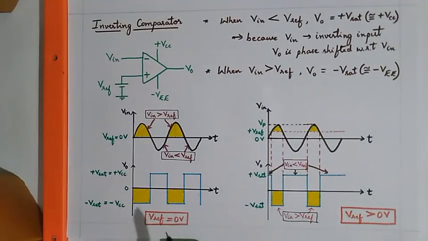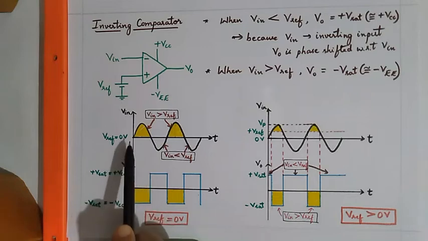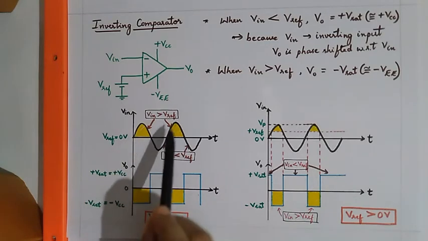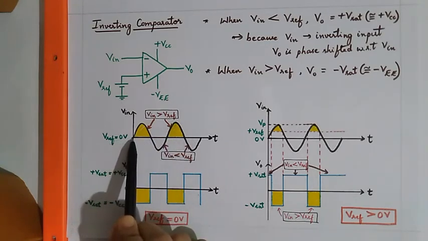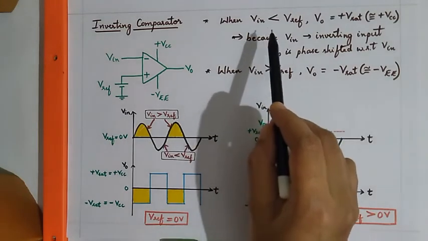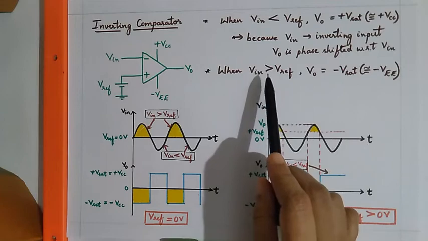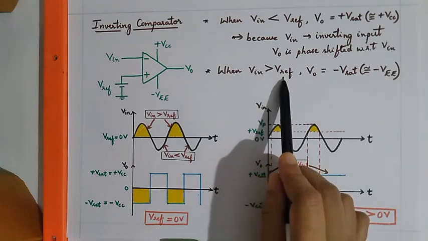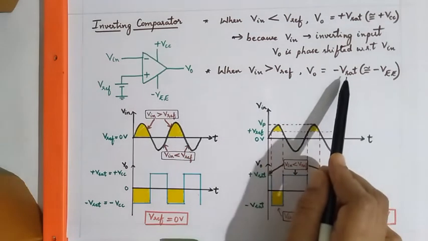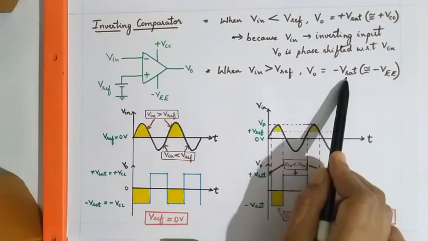So here the waveforms show how the output voltage appears. Initially we'll consider that the reference voltage is equal to 0. Here we have the input voltage represented by a sine wave with the reference voltage equal to 0. According to these conditions, when the input voltage is greater than the reference voltage, then the output would be equal to minus V saturation.